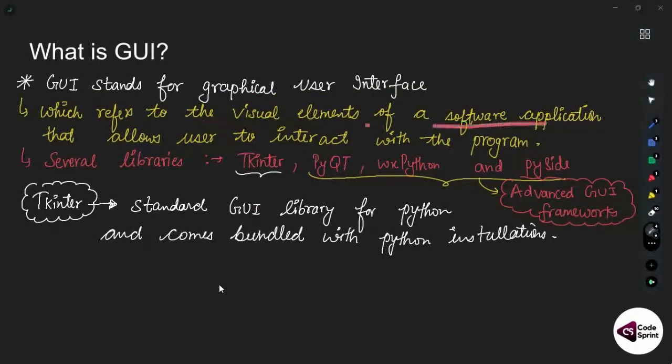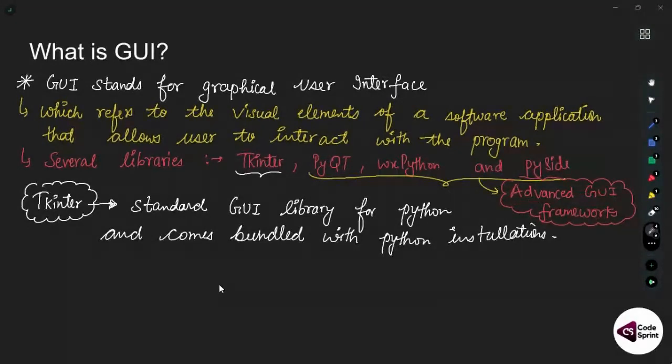So, in a nutshell, it is an interface which is provided to the user so that they can easily interact with the program. Now we have several libraries like Tkinter, PyQt, wxPython, and PySide. Tkinter is basically a standard GUI library for Python, which comes with Python. Whenever we install Python, it comes by default. And PyQt, wxPython, and PySide are the advanced GUI frameworks.